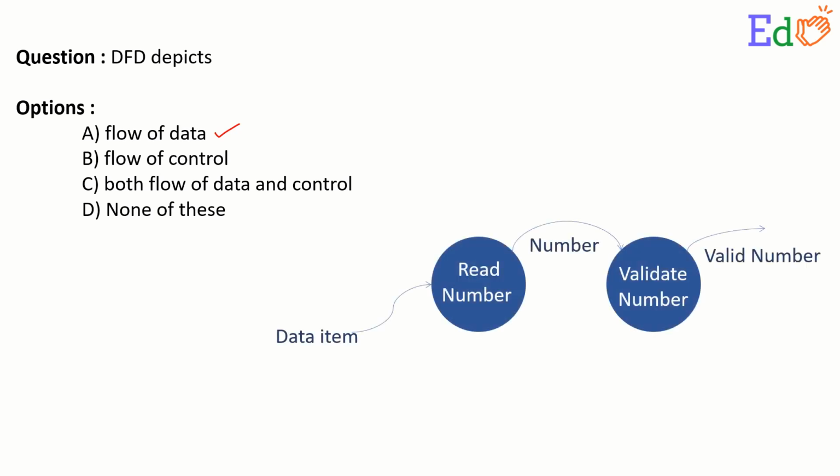The DFD is a simple graphical formalism that is used to represent a system in terms of input data to the system, various processing carried out on those data, and the output data generated by the system. For example, here in this simple DFD, the flow of data item between two functions, read number and validate number, is depicted. There is no flow of control shown within this DFD. Thus, a DFD depicts only flow of data.